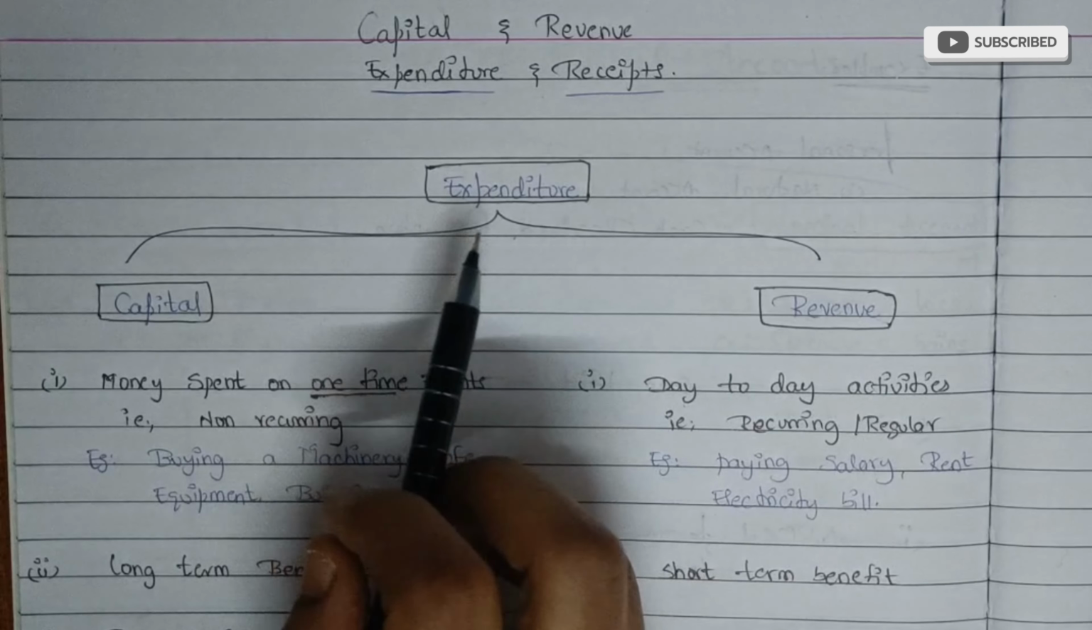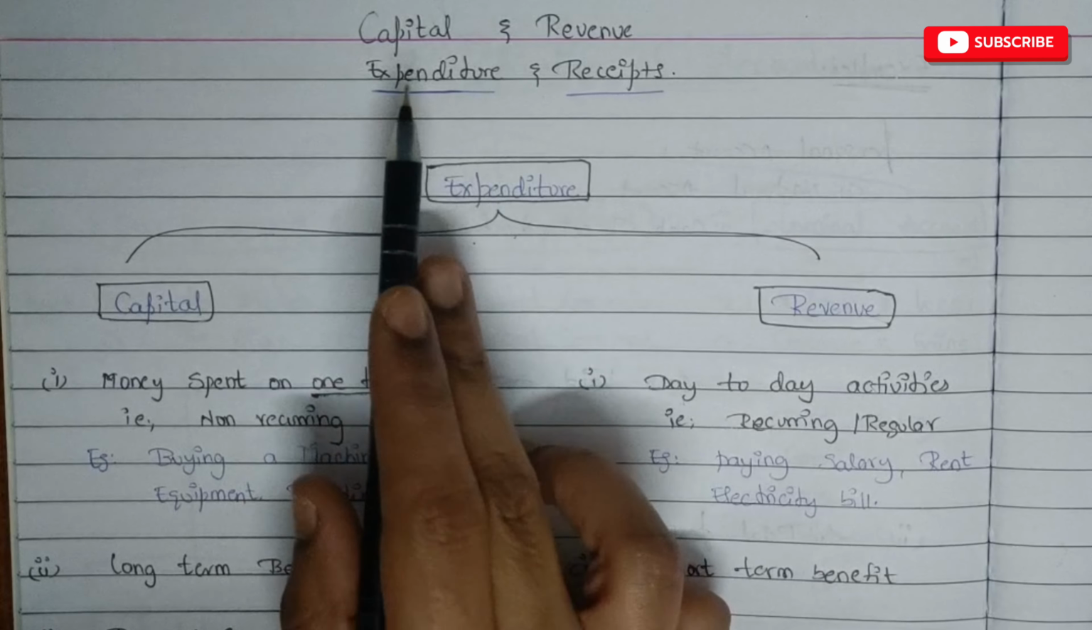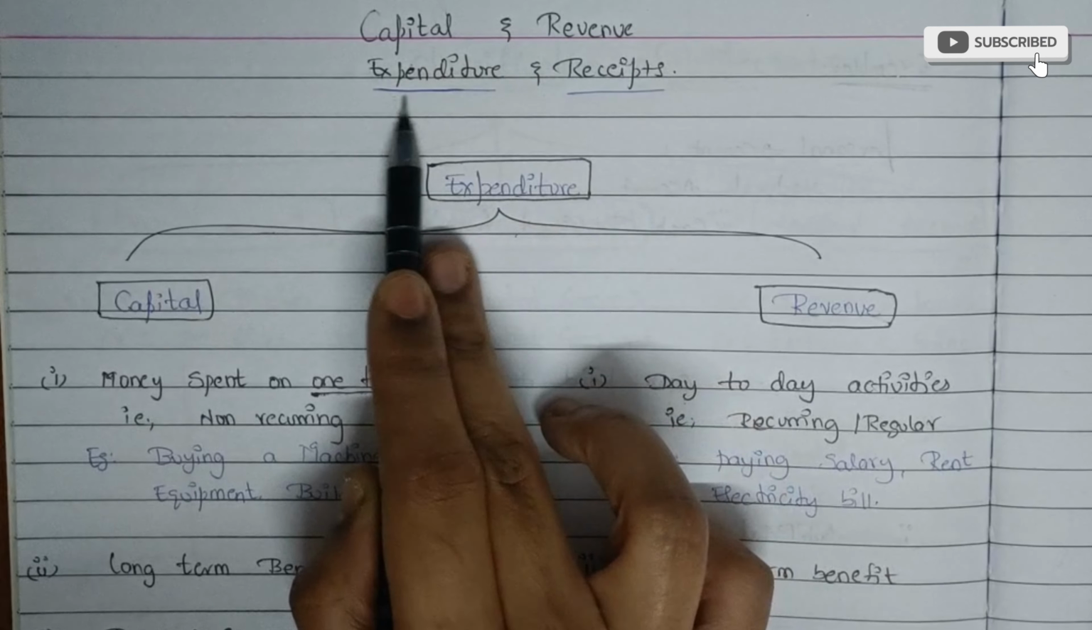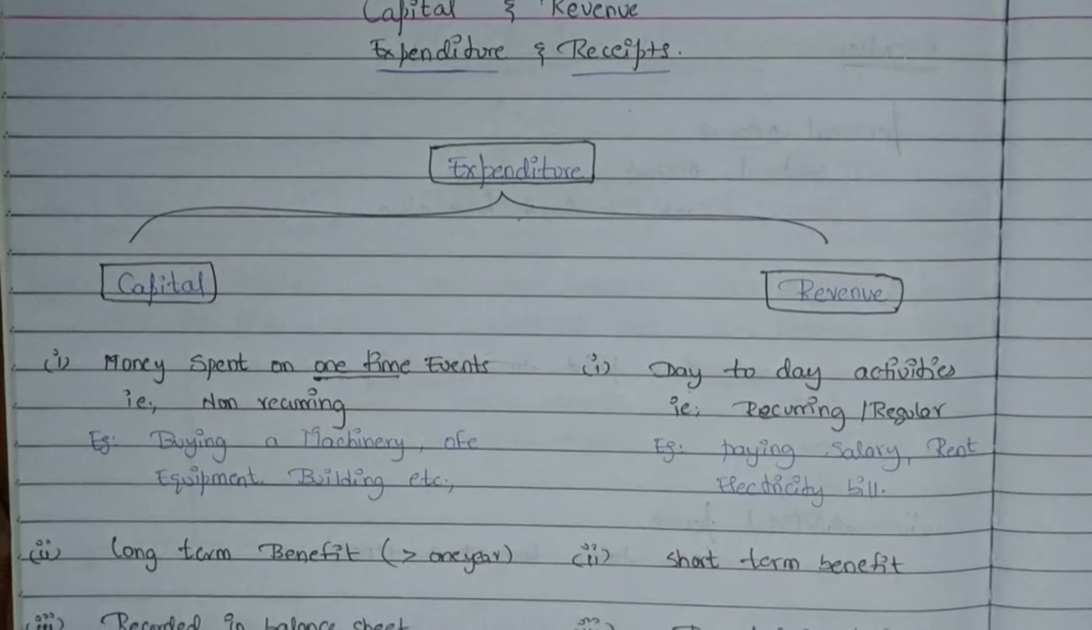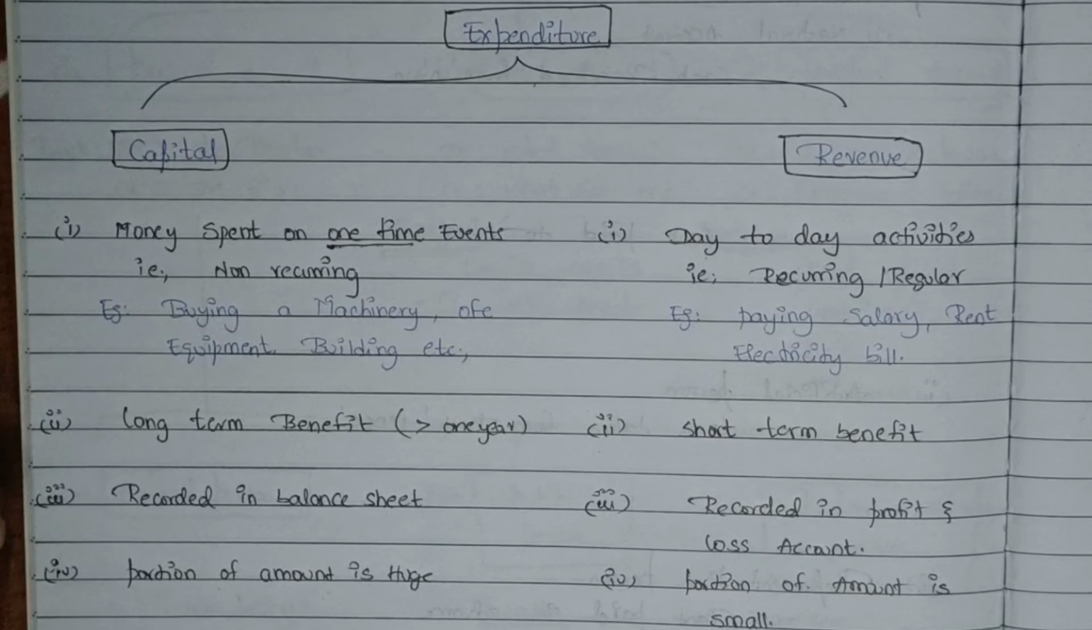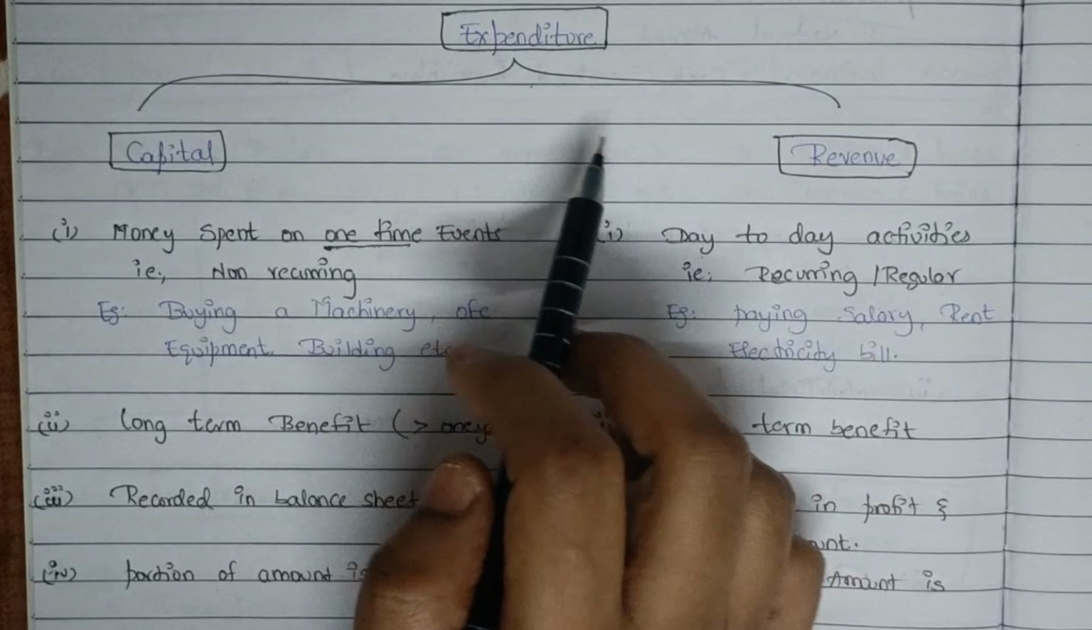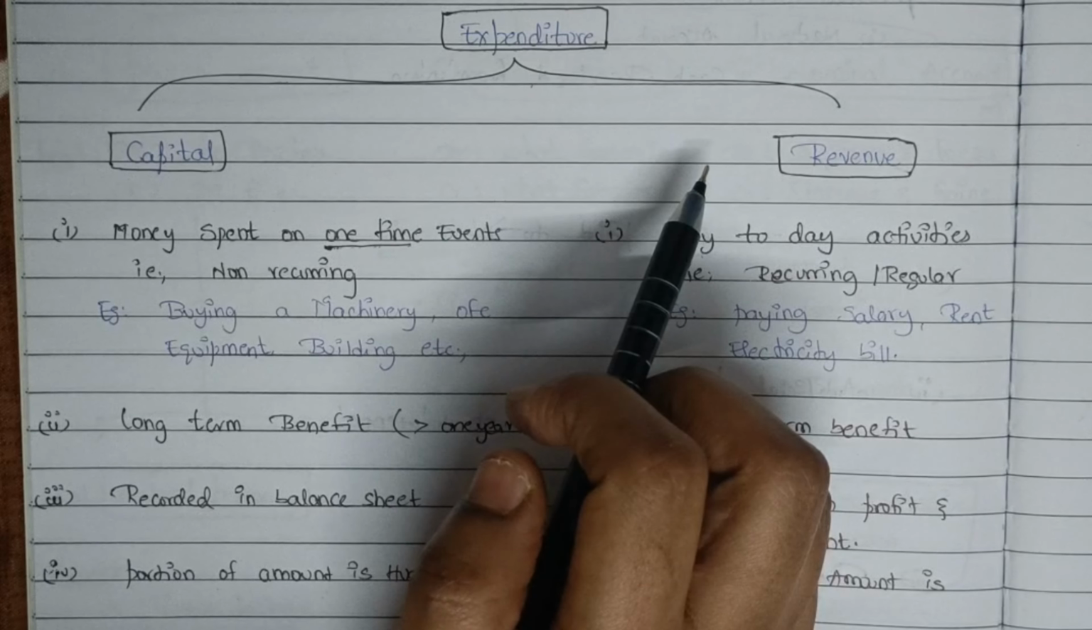Hello everyone. Today we are going to look into the topic of capital and revenue, expenditure and receipts. Let's start with the word expenditure. Expenditure means spending money, right?